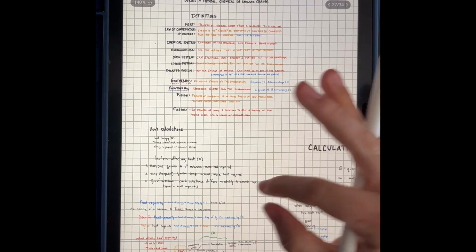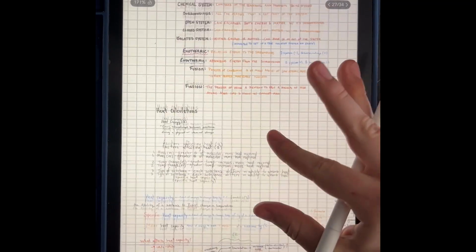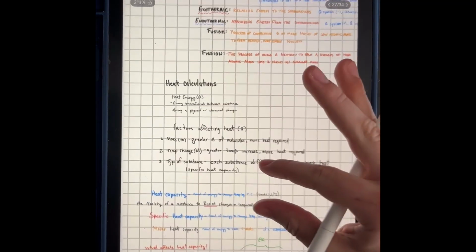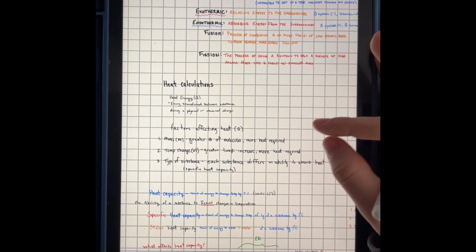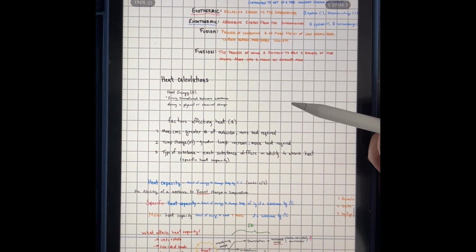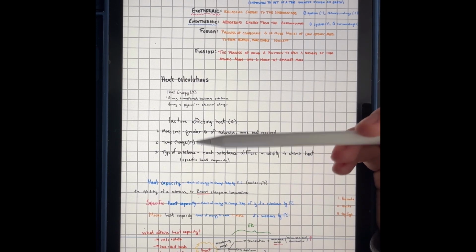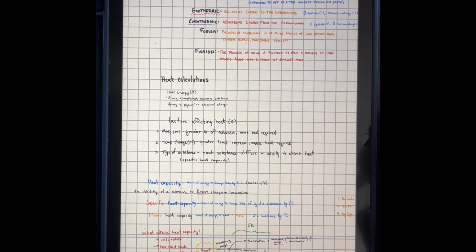Okay. So we have a few things here. Did I do specific heat capacity? I don't think so, not yet. Okay. So what is affecting the heat of a substance? We have the mass, we have the temperature change, and then we have the type of substance.